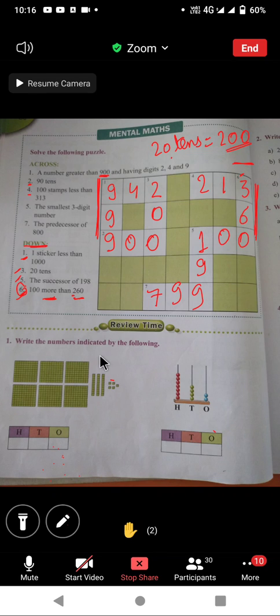So everyone, now come on to the review exercise. So what will come here? Now the zero, this zero will cancel this one. Do the review exercise. Question number 1. Write the numbers indicated by the following. Fine. Here we have grids.